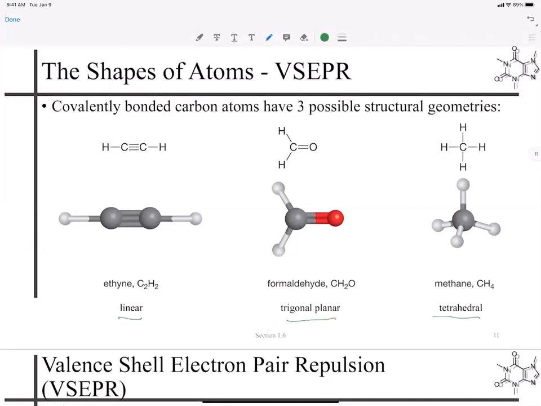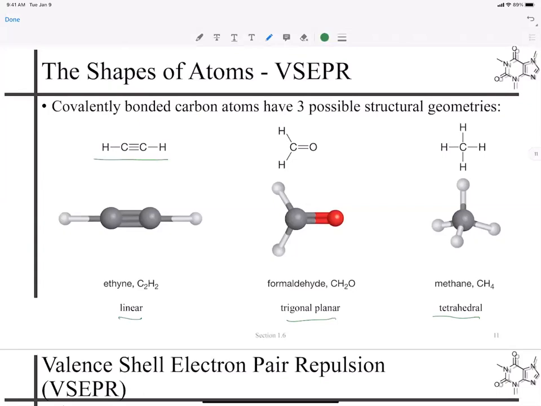In a linear geometry, this is typically when we have triple bonds involved. A great example of this would be this acetylene molecule here. You can see that both carbon atoms are part of a triple bond. They still have 4 bonds, and the bond angle at each carbon atom is about 180 degrees, making the molecule linear.